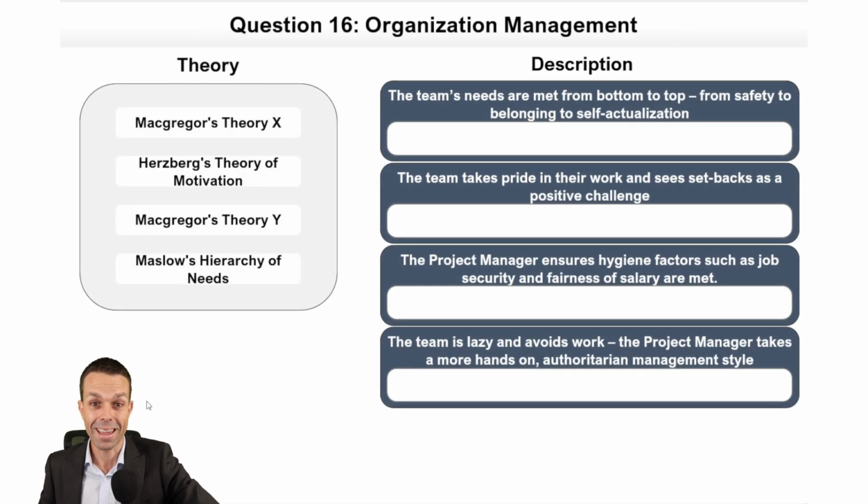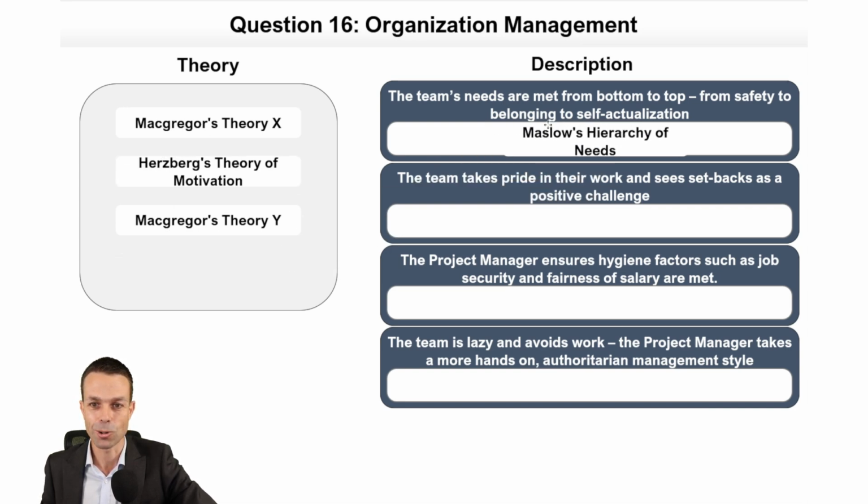Okay. All right. And more organizational management. Wow, this is good. Okay. So lots of leadership. This is going to be fun. The team's needs are met from the bottom to the top, from safety to belonging to self-actualization. If you know that one, that is Maslow's hierarchy of needs. There it is. Couldn't quite find it.